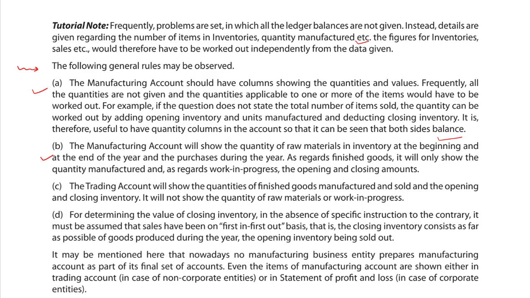The manufacturing account will show the quantity of raw materials in inventory at the beginning and at the end of the year and the purchases during the year. As regards finished goods, it will only show the quantity manufactured, and as regards work in progress, the opening and closing amounts. The trading account will show the quantities of finished goods manufactured and sold, and the opening and closing inventory. It will not show the quantity of raw material or WIP.